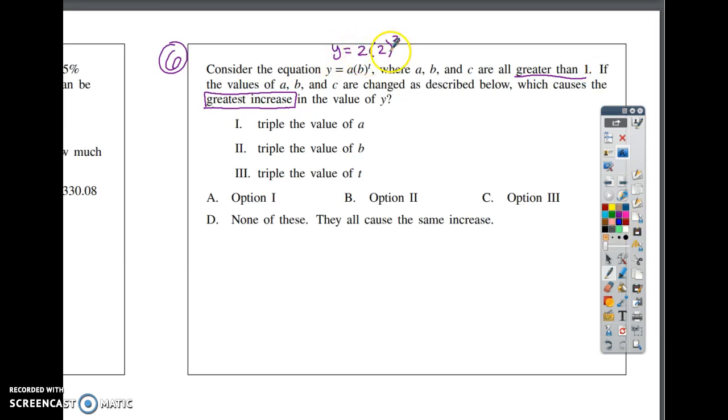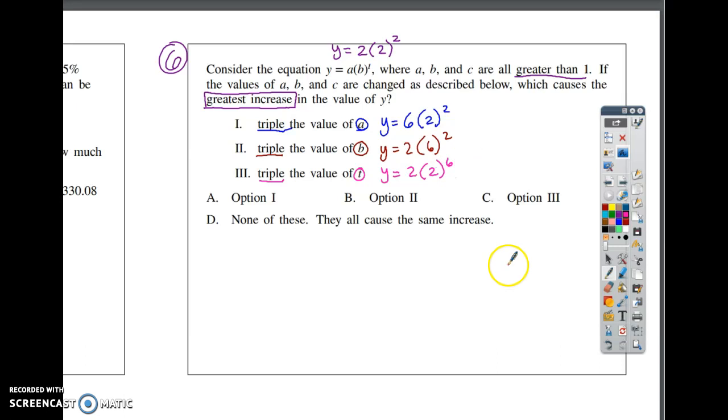So using this, let's say it tells us to triple the value of a. If I triple the value of a, now I have 6 in place here. So that would be y equals 6 times 2 to the power of 2. If I triple the value of b, that would make it y equals 2 times 6 to the power of 2, and a stays the same. And if I triple the value of t, that will make that a 6. So y equals 2 times 2 to the power of 6.